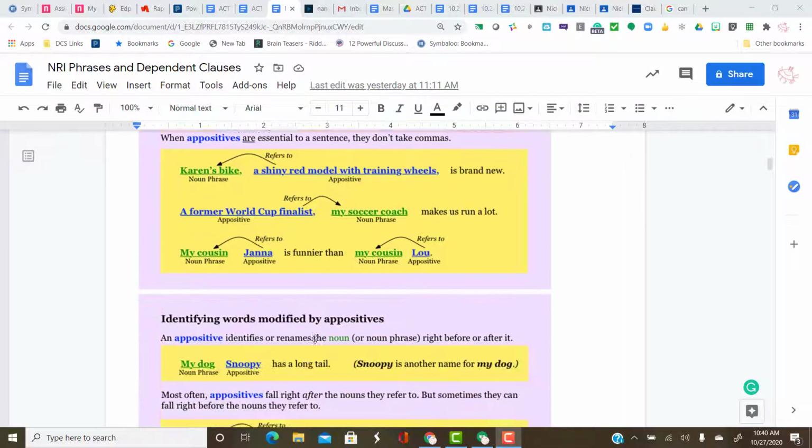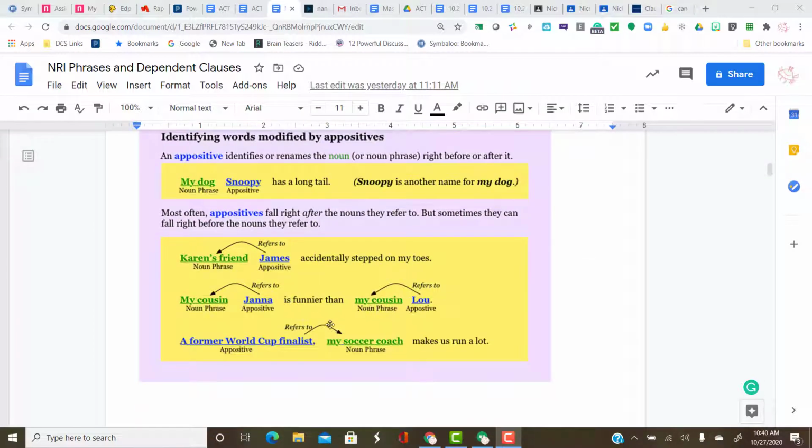All right, slide 4. Sometimes appositives come before the noun they rename. This one down at the bottom. A former World Cup finalist, my soccer coach makes us run a lot. Now, these are the same things again. My soccer coach and a former World Cup finalist, same thing. Renaming, identifying. This time it comes before, but most of the time they come after.